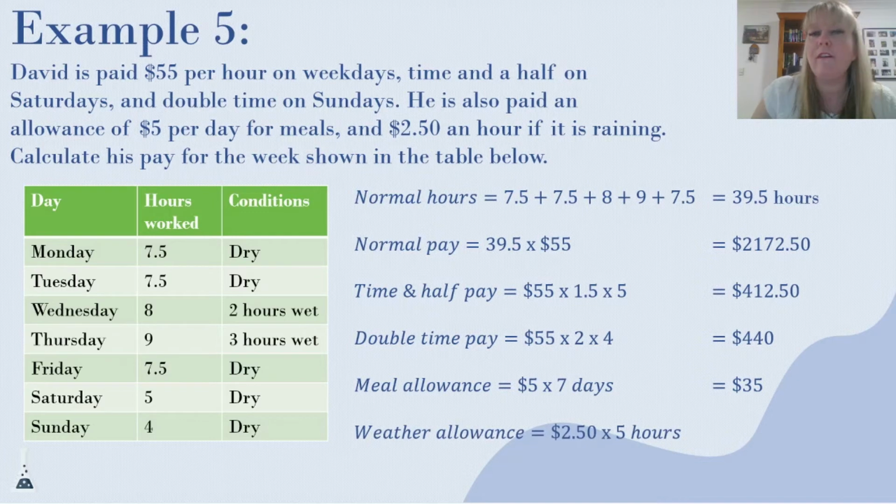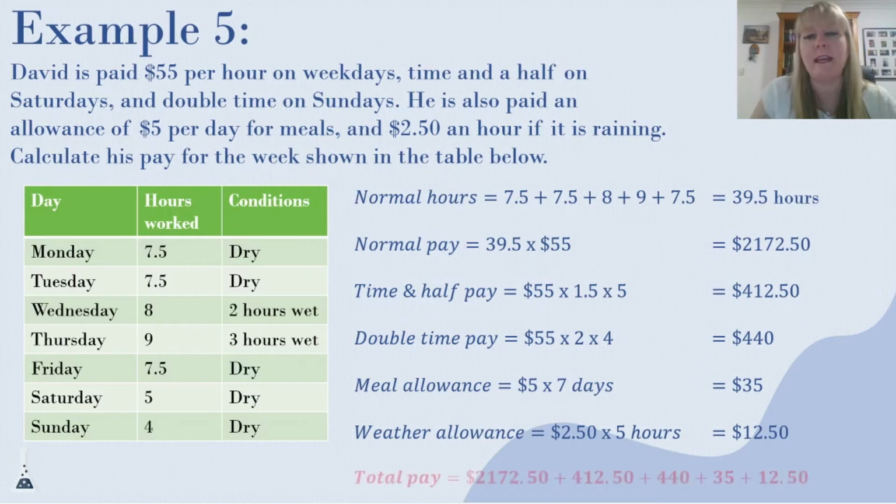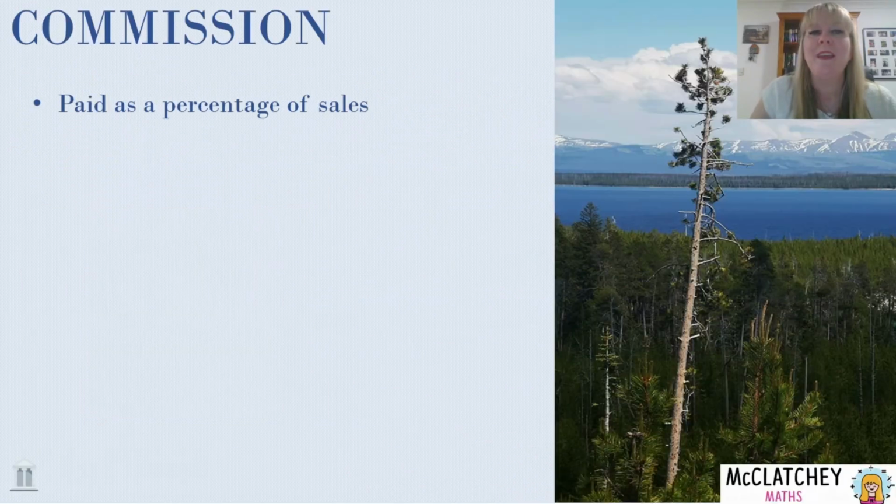Now there was a total of 5 hours across Wednesday and Thursday where the weather was wet. And so he got paid $2.50 for each of those hours, a total of $12.50. And then we simply need to bring all of that together. Adding that all up on our calculator gives us a total pay of $3,072.50. Not bad, David.